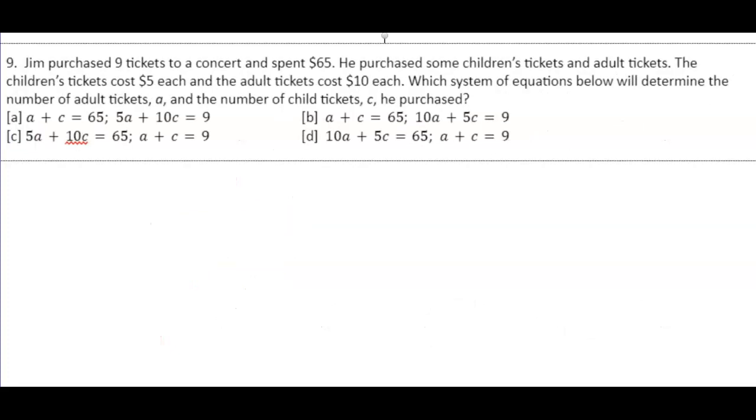Moving on to systems of equations, we're in a situation where Jim has purchased 9 tickets to a concert and he spent $65 total. He purchased 2 types of tickets, children's tickets, which we're saying is going to be C, and adult tickets, which we're saying is going to be A. It's very important you're using the right variables here. We are told that the children's tickets cost 5, so 5C. The adult tickets cost 10, so 10A. We also know that altogether he spent $65.